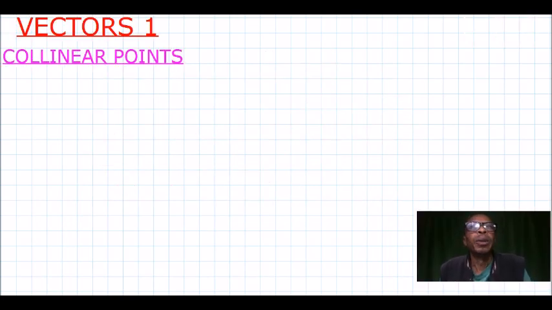Welcome to today's lesson. And in this lesson, we are going to look at collinear points. So the word collinear means points that lie on the same straight line. We can demonstrate that using the Cartesian plane. So I'm going to draw a Cartesian plane here.